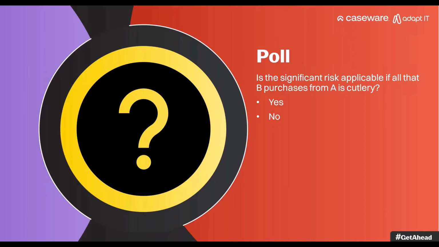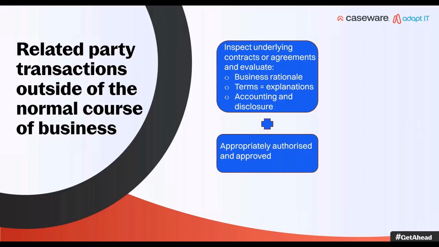All right, so we've considered now what is the requirement to raise or recognize the significant risk for related party transactions. But what do we need to do when we do record those significant risks? So the standard then says that when you have identified significant related party transactions outside the normal course of business, you have to respond in the following manner.